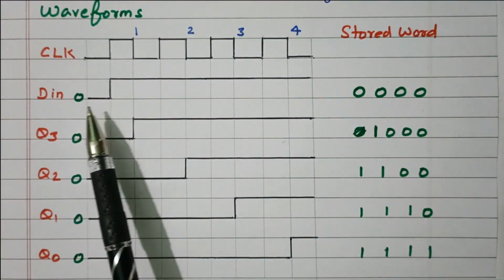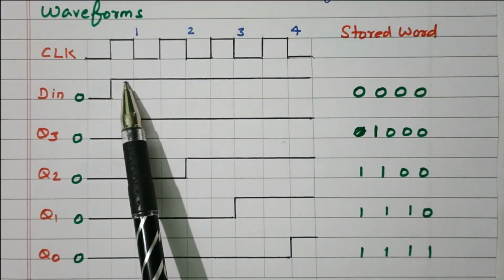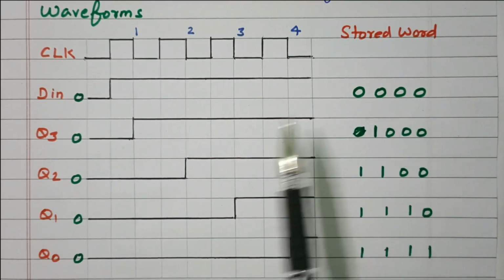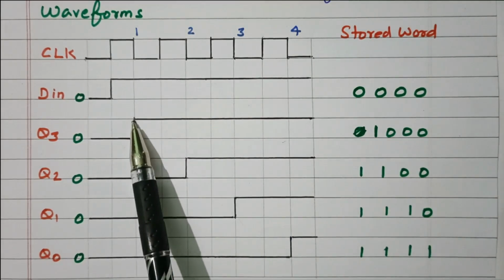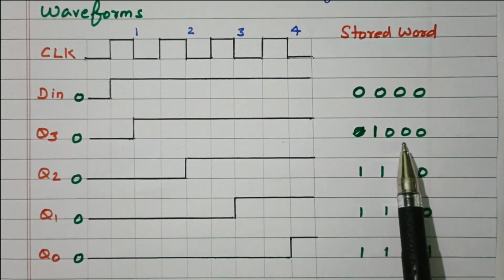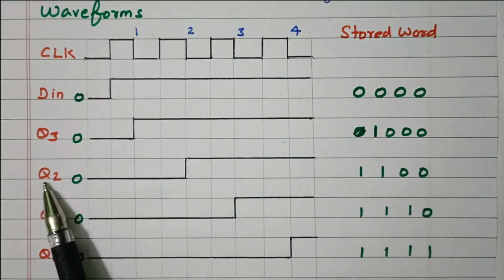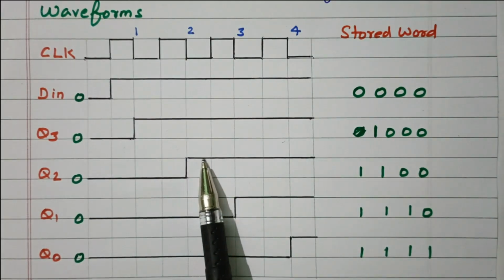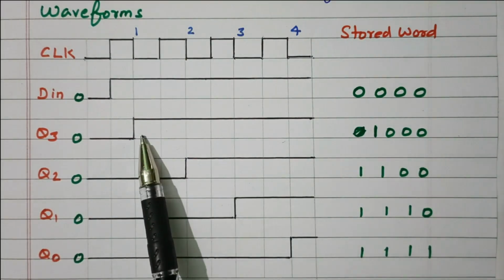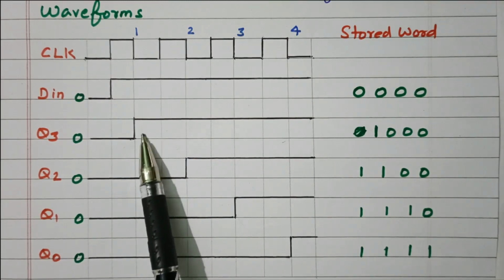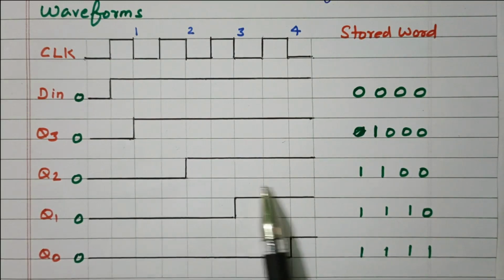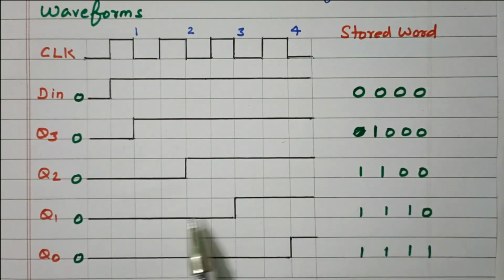During the first clock pulse, the D in is applied. Initially it is 0 0 0. Data 1 is applied, so it becomes 1 0 0 0. In Q2, this 1 will now be applied here. So during the second clock pulse, Q2 becomes high. Q3 is already at high level. After the second clock pulse, Q2 becomes high level. So 1 1 0 0.